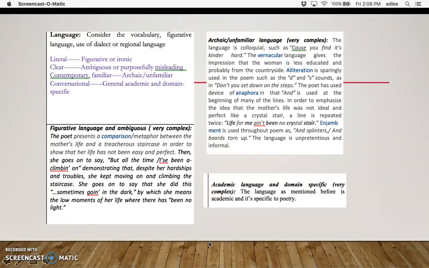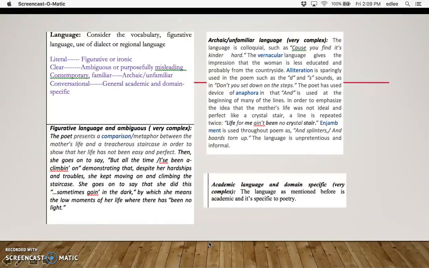The next question to ask yourself around language is, is the language more archaic and unfamiliar, or is it more contemporary and familiar to students? In this case, much of the language used in the poem is archaic, meaning been used in the past or used in classical examples, and is not very common to present day. For example, there's quite a bit of colloquial language. The vernacular, meaning the language or dialect spoken by ordinary people in a certain part of the country or region, is used throughout the text. The way it is worded gives you the impression that the woman is less educated and possibly from the countryside.